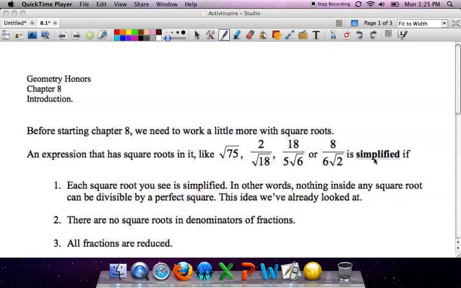Those things are simplified if, 1, each square root you see is simplified. In other words, nothing inside any square root can be divisible by a perfect square. This idea we've already looked at. 2, there are no square roots in denominators of fractions. This is called rationalizing denominators. We're not going to worry about that phrase at the moment, but that's the idea behind no square roots in denominators of fractions. Number 3, all fractions are reduced or simplified.